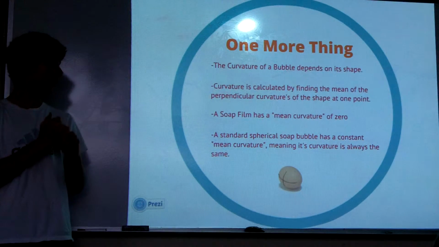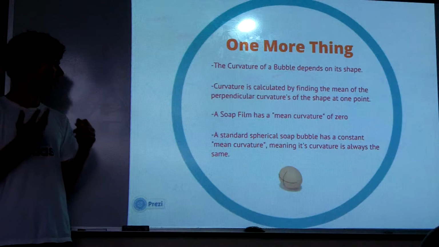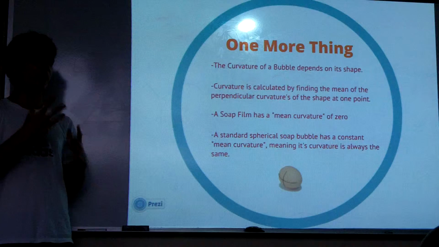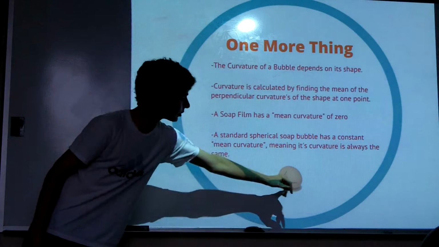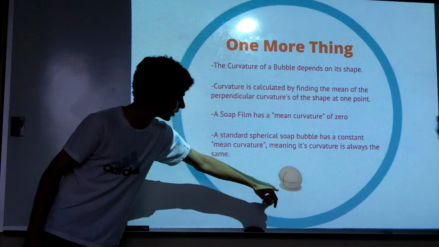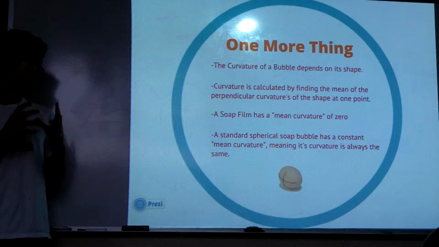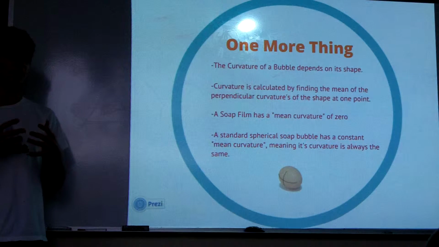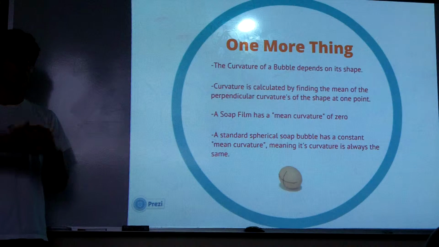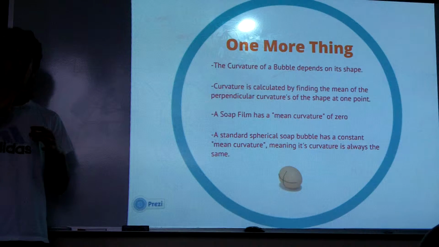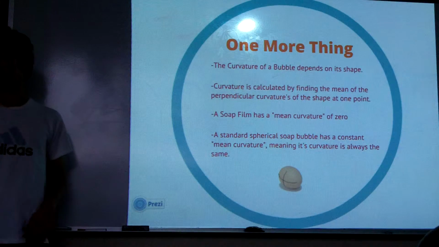But a typical spherical bubble will have a constant mean curvature. Mean curvature is how you calculate the curvature at a point. You take the curvature of one line and the curvature of a perpendicular line, and when they meet, you find the average of the two. Curvature is measured in, no, it's not force. It's measured in something fancy, like Gaussian or something. But basically, you take the curvature of the two and you average them.